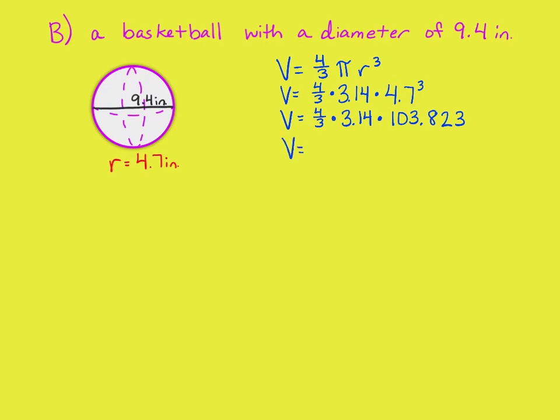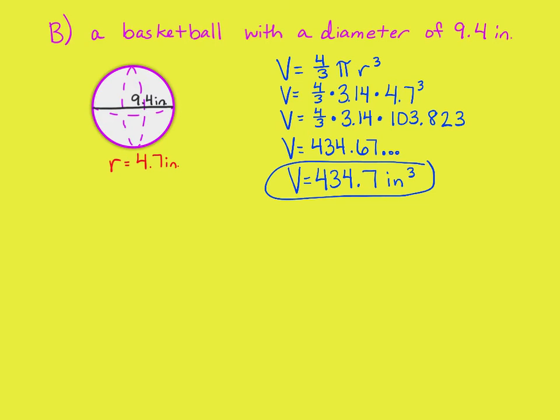And so we get 434.67, and it keeps on going. So when we round, that comes out to 434.7 cubic inches. So that's about the volume of a basketball.